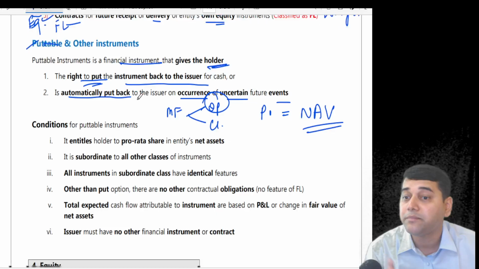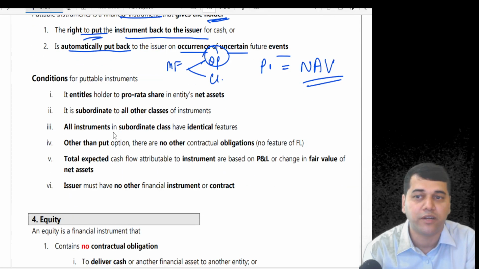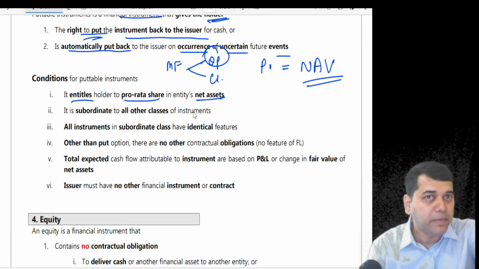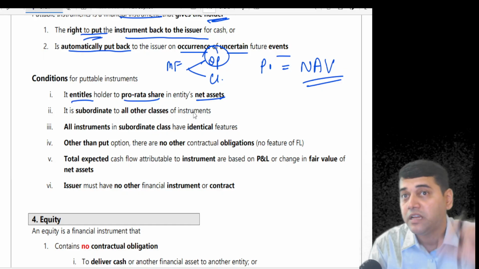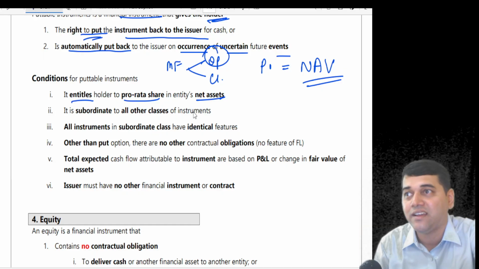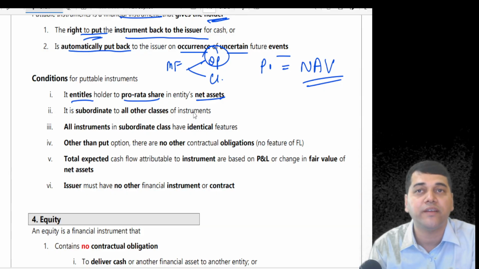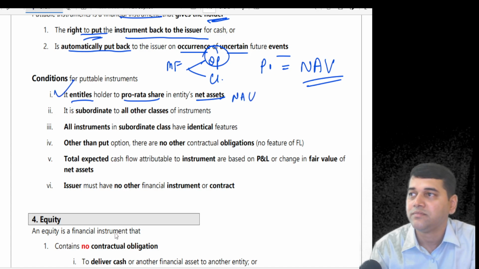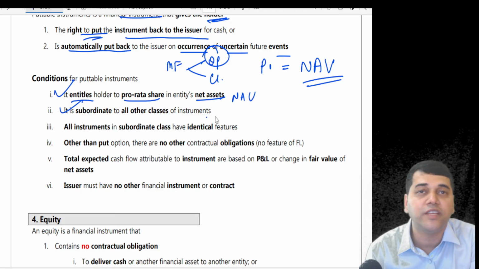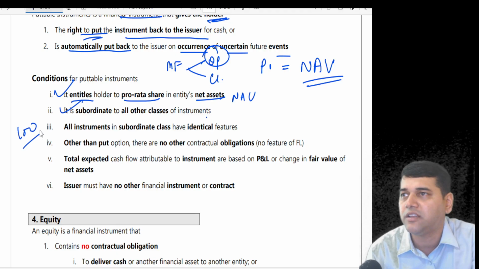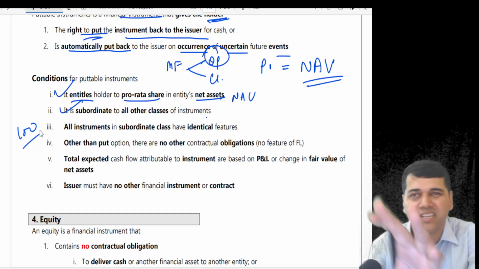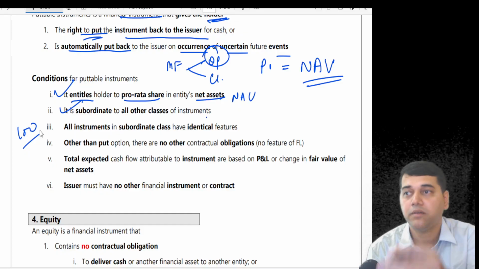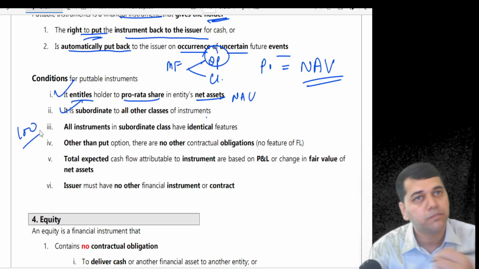Then they said no. There are some test conditions for a puttable instrument. One, it should entitle the holder to a pro rata share in the net assets. When somebody comes and asks you money back, what are you giving him? A fixed amount, or on that day, what is your net asset? It's a proportionate share you are giving. You say, sir, no, I am giving NAV. Chalo, first condition is fulfilled. Second, it is subordinate to all other classes of the instrument. Low probability in exam, okay? Till now they have never asked this question. And just for your academic interest, I am explaining it. Otherwise, I will tell you which is important, and I hope, at this point of time you don't have, but make a mark somewhere.